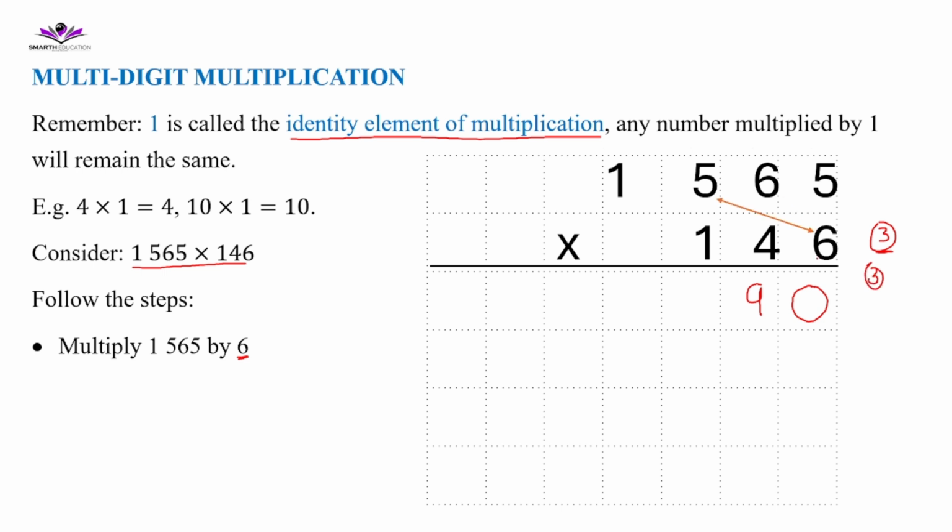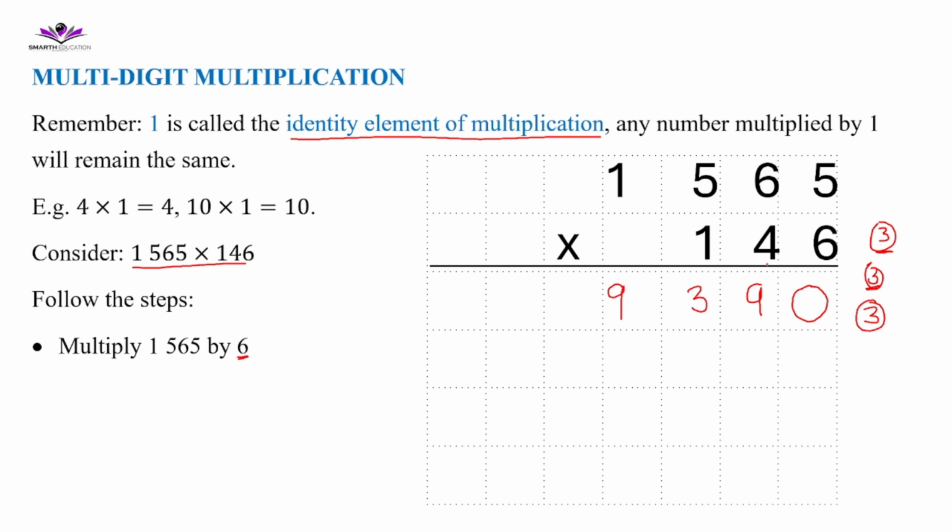And then 6 times 5. What is 6 times 5? That is 30. And then 30 plus this 3 that we carried is going to be 33. We write down the 3 and then we carry 3. Then 6 times 1 is 6. Then we have the 3 here. So it's going to be 6 plus 3, which is 9. So we have multiplied 1565 by 6.